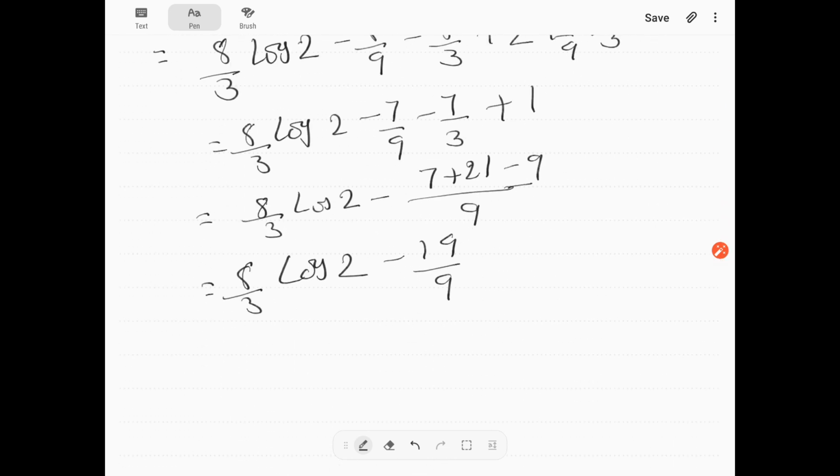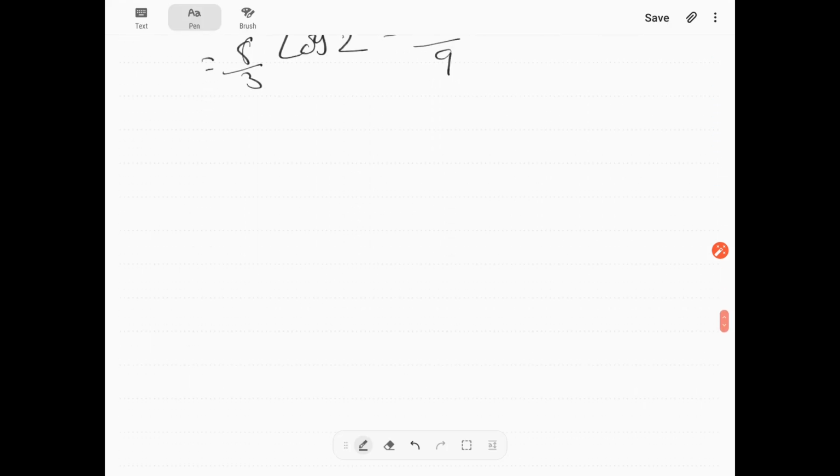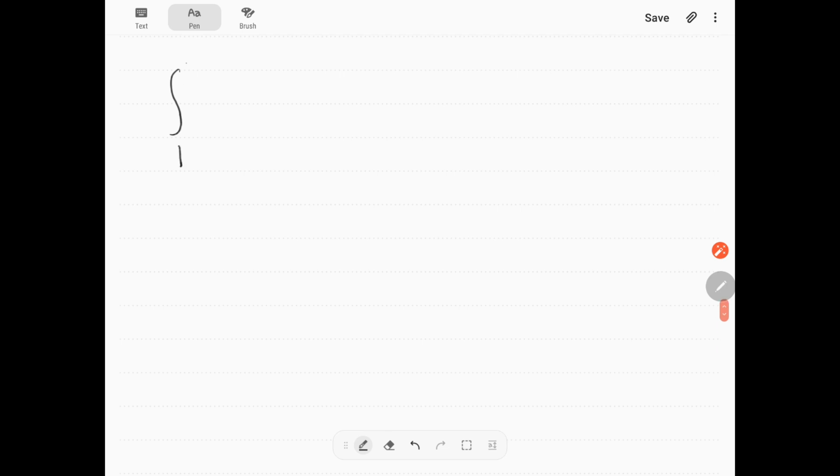Now, coming back to the second example, 1 to e, 1 to log y, 1 to e power x, log z, and I already mentioned the order for this, that is dz, dx, and dy. Let us evaluate this. So now the integral is, first thing is integral 1 to e and 1 to log y and integral 1 to e power x.